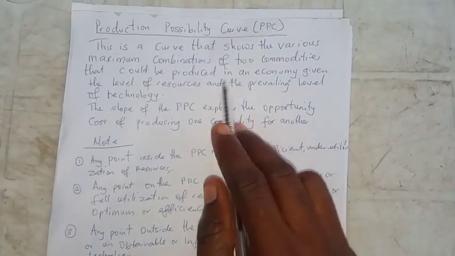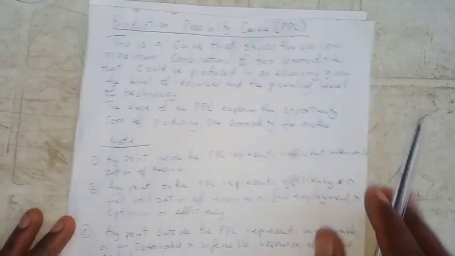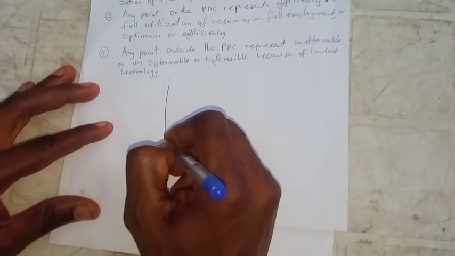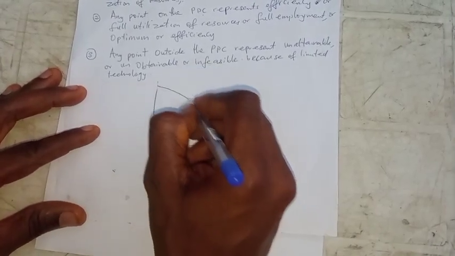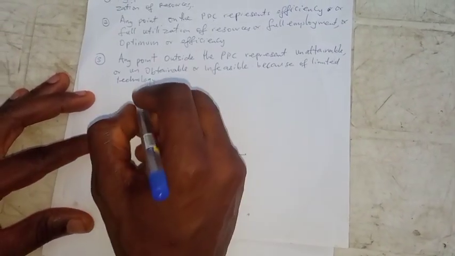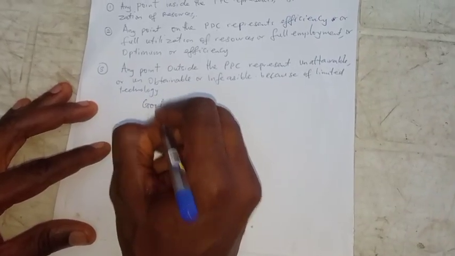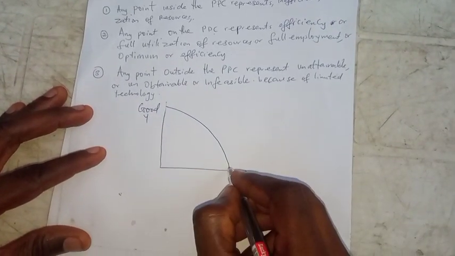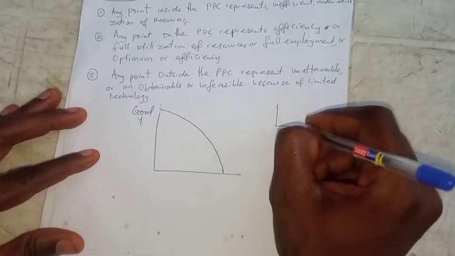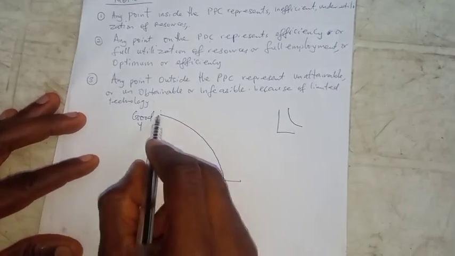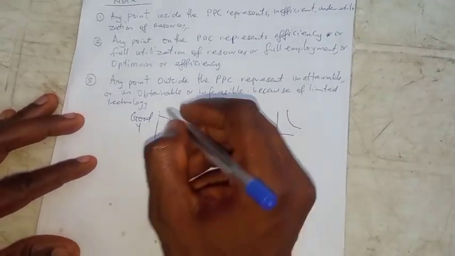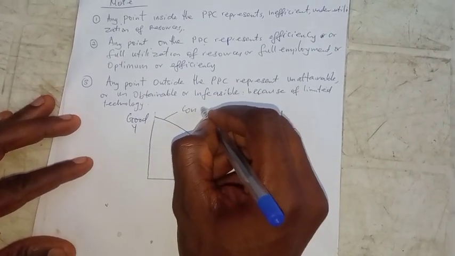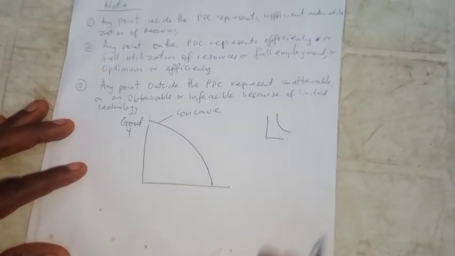So one thing you need to know about this curve is that it shows various maximum combinations. The curve is something like this. The shape of this curve is concave because it bows out. It doesn't bow in like this. So if it bows out like this, we say the shape of this curve is concave. You understand what I'm saying?